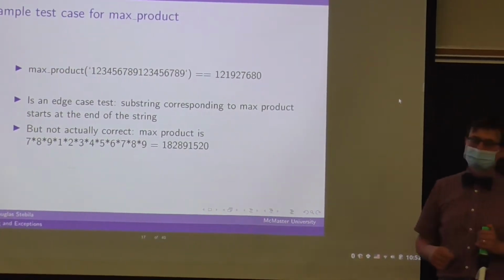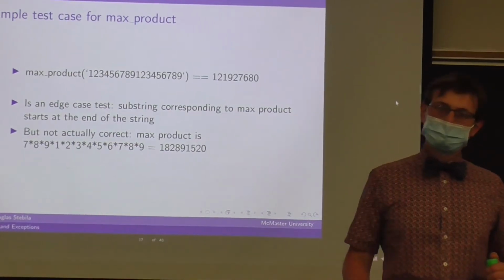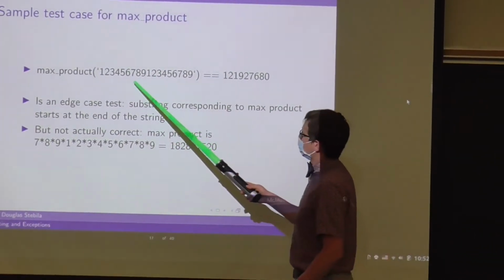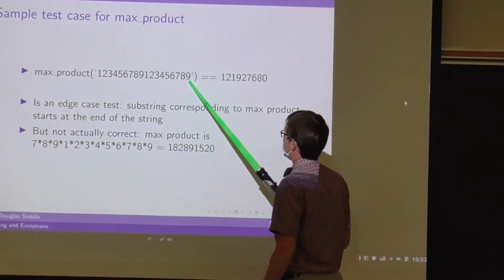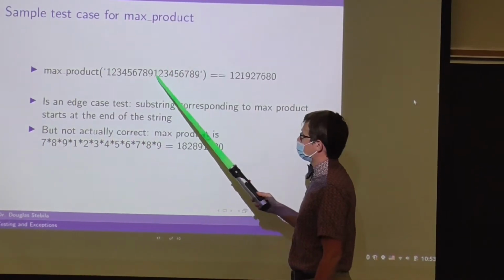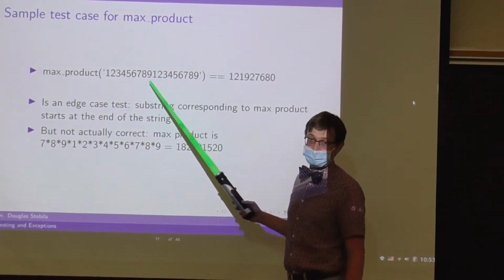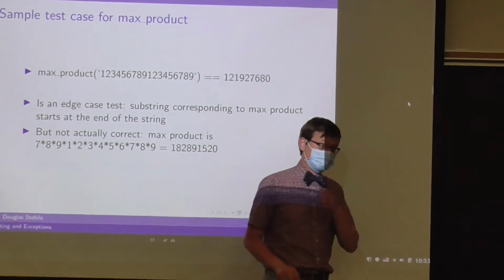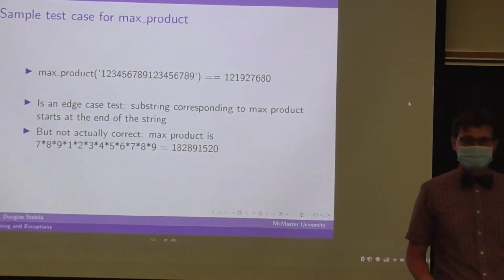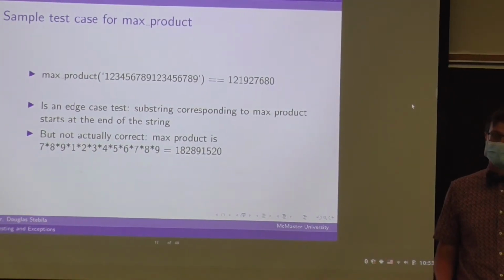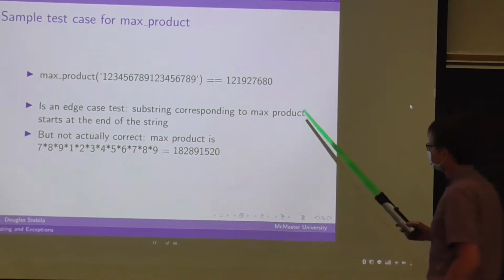Yeah? Isn't it the ones at the end? Yes, at the end. From here to there, right? Because if you were to take it from here to here, you would include the 1, 2, and the 3, which is, of course, lower. The max product algorithm is basically to find that bracket with the numbers with the most product.